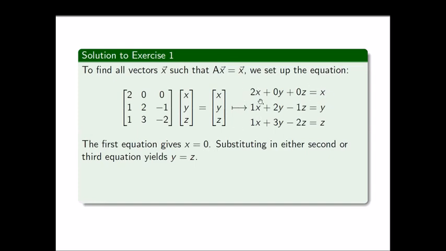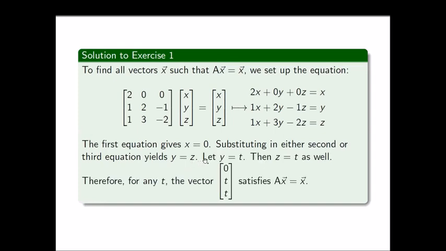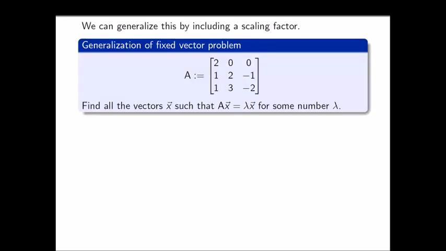So we can take this value of x equal to 0 and substitute it in the second or the third equation, and in either case we end up getting that y is equal to z. In that scenario, we let y be t. Remember that t is a parameter. By the condition y equal to z, we get z is t as well. Therefore, for any t, the vector given by 0, t, t is going to be a fixed vector of the matrix A. And we can generalize this problem by including a scaling factor.